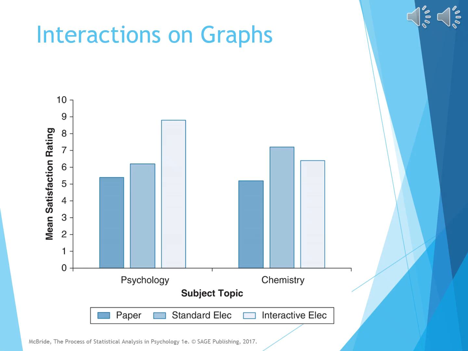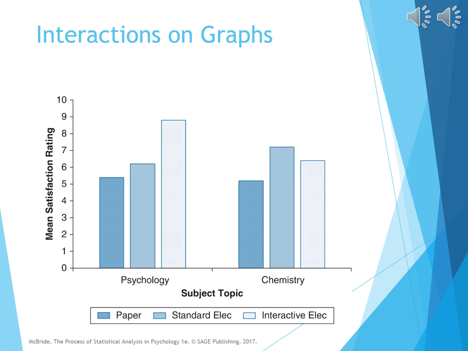All right, cool. If we jump over to the other side of the graph on the right side, just looking at the chemistry topic, now we've got to look again at these different formats. But there's not as clear of a pattern. It looks like the standard electronic has a bit higher of a satisfaction rating, but we don't know if these things are significantly different, and it's hard to tell from what's going on here. Are there main effects? Is there an interaction effect?